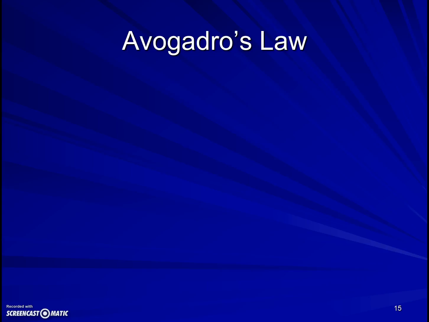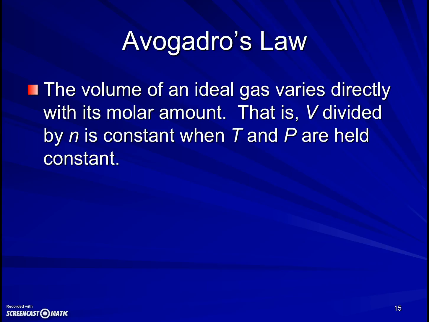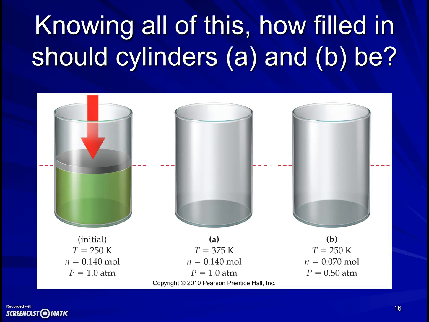All right, A, B, C, D gas laws. Here's the A gas law. The volume of an ideal gas varies directly with its molecular amount. That means if we keep pressure and temperature the same, the more gas we add, the bigger the container gets. So volume is directly proportional to N. This really works well as an illustration with a balloon. The more air I put into a flexible balloon, the bigger it gets.